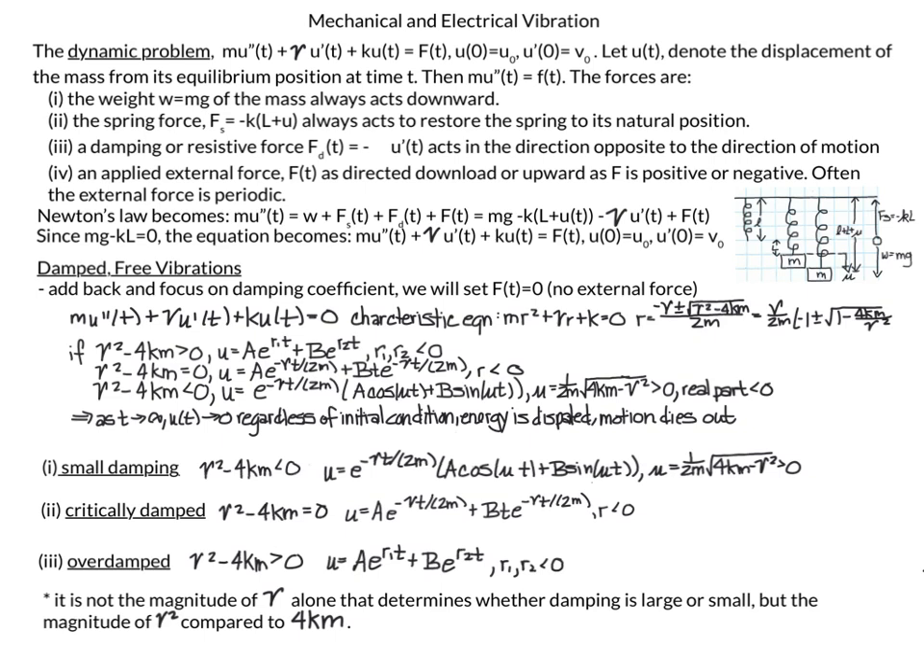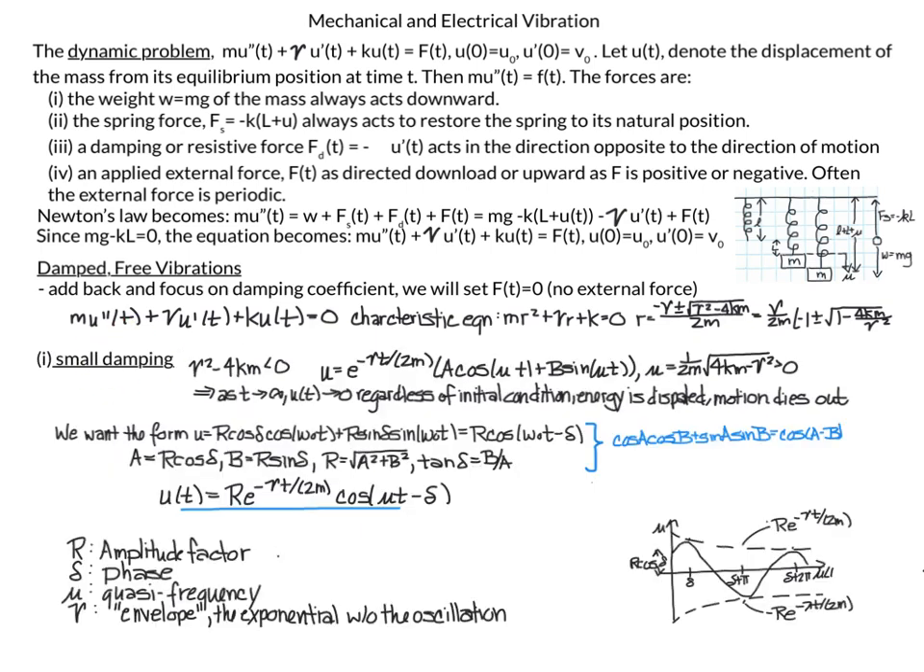One of the things that's really important to notice is it's not the magnitude of gamma alone that determines whether damping is large or small, right? So we have three different types of damping: the small or underdamped, critically damped, and overdamped. But we're not just looking at gamma to determine it. We have to compare gamma squared to 4km, and that's what determines the behavior of our damping function.